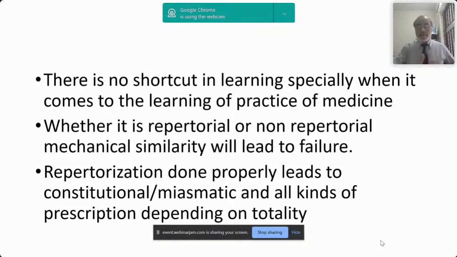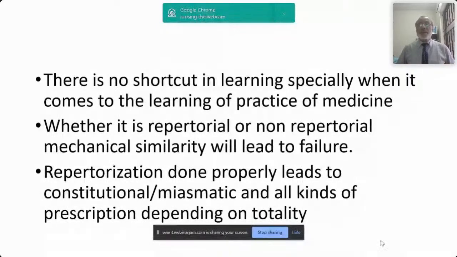Practice of medicine means not the subject. Practicing materia medica into your prescription. Whether it is repertorial or non-repertorial, mechanical similarity will lead to failure. Sometimes, we tell students, for exam, collect 30 cases and repertorize. Most of them are mechanical. So what they learn is wrong things. Ask them, the whole year is there. At least 1 or 2 cases in a month. Do it properly. Don't do mechanical things.